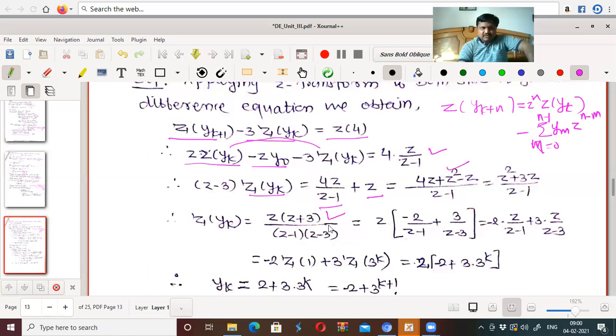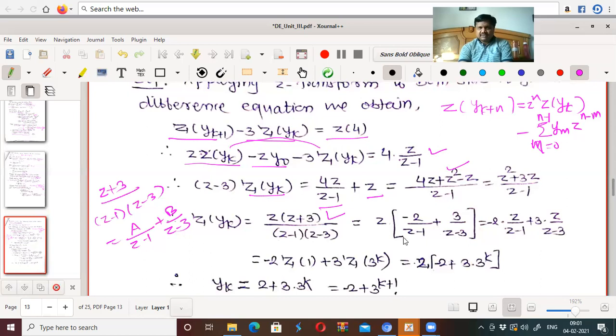This can be written as Z into Z plus 3 upon Z minus 1 into Z minus 3. What we are writing? Z plus 3 upon Z minus 1 into Z minus 3, by using partial fraction, a upon Z minus 1 plus b upon Z minus 3, and you obtain a and b. A is minus 2, b is 3. So Z times of minus 2 upon Z minus 1 plus 3 upon Z minus 3.